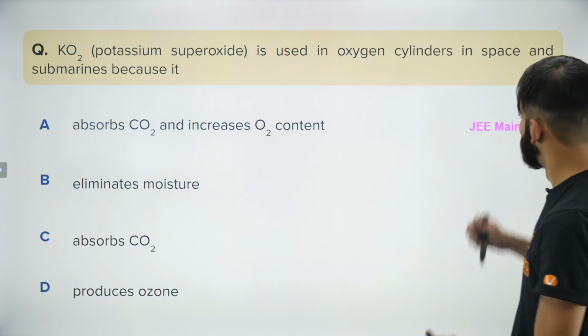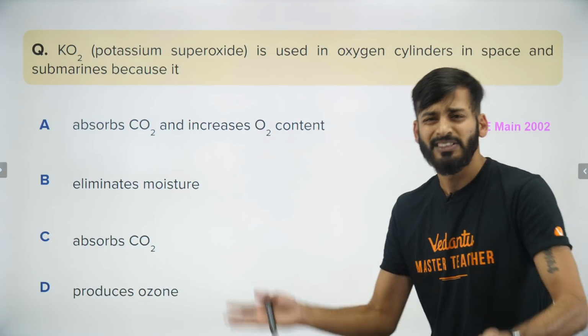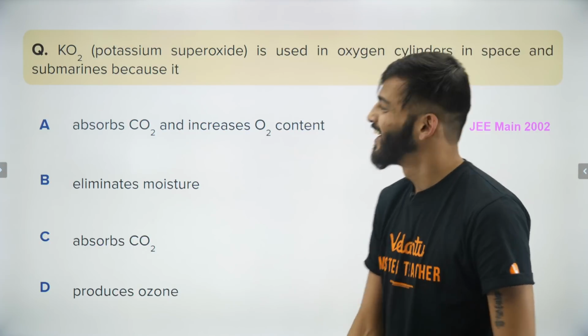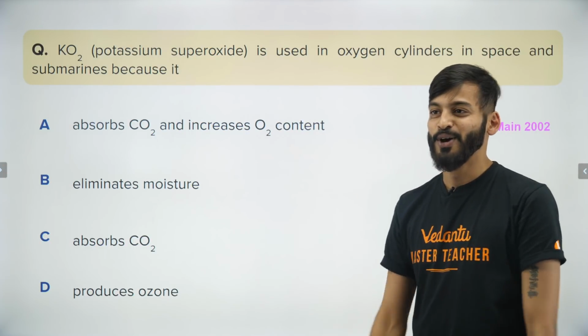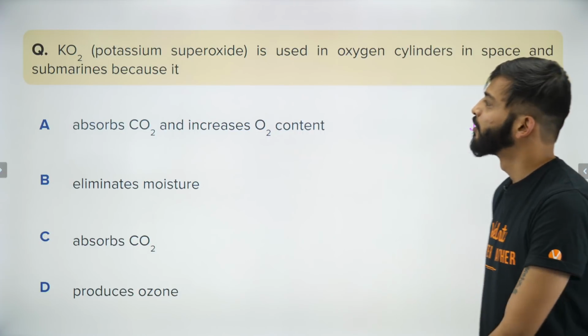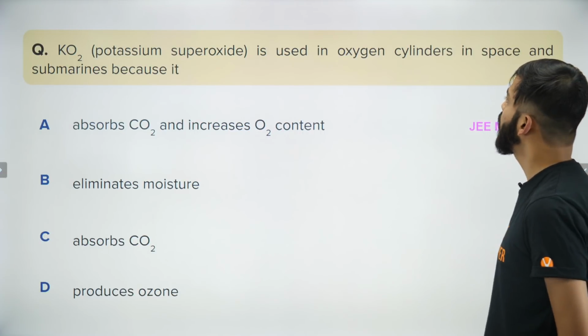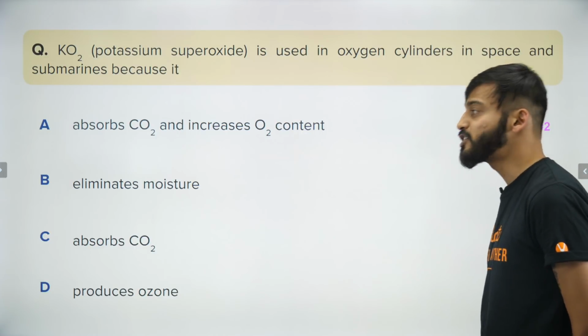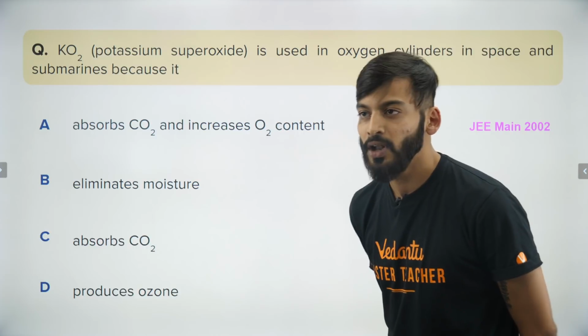This question came in JEE Mains 2002. मतलब मेंस तो नहीं था तब, IIT-JEE था. लिख दिया यहाँ पर. अब बताओ मुझे जरा फटाफट से. What will be the answer for this one? KO2 superoxide is used in oxygen cylinder in submarines and in space. What is the answer for that? What is the logic for that?